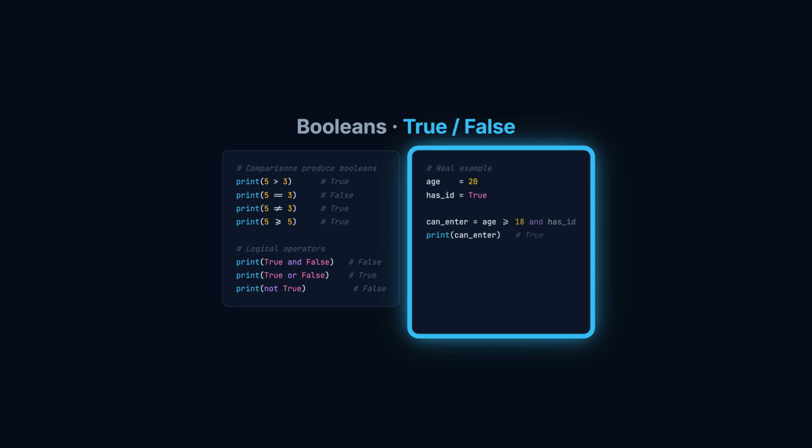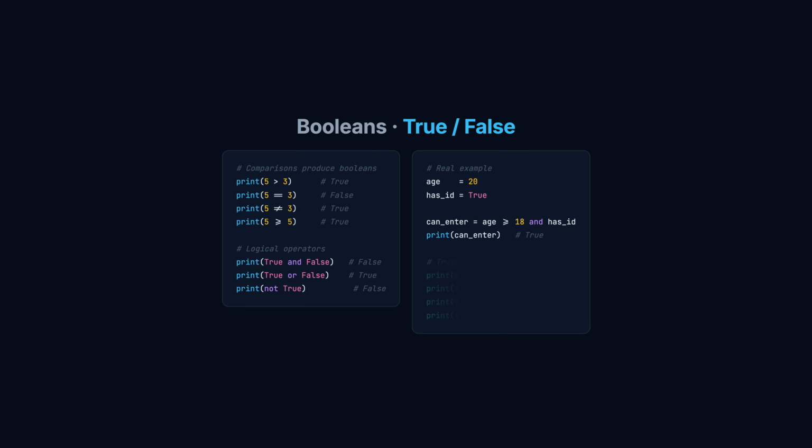Here is a real example you might actually write. Checking if someone can enter a venue. They need to be 18 or older and they need an ID. Age >= 18 and has_id. If both are true, can_enter is true. That line reads like English, which is a big part of why Python is the language of choice for beginners.